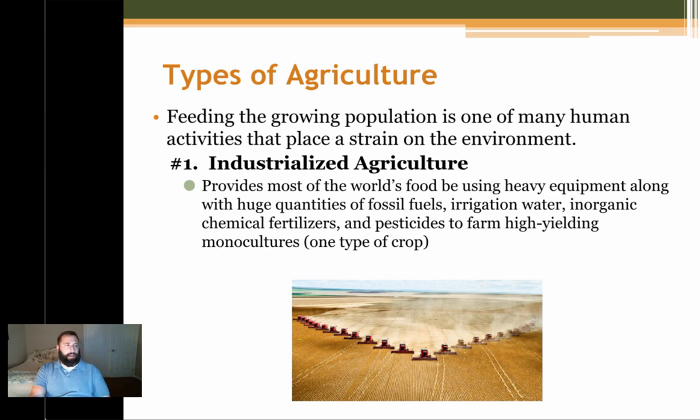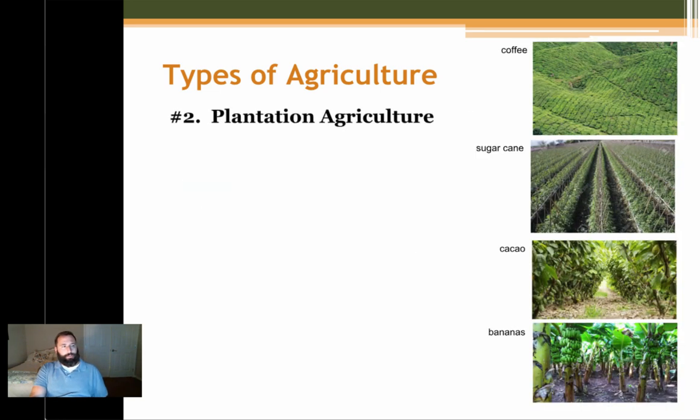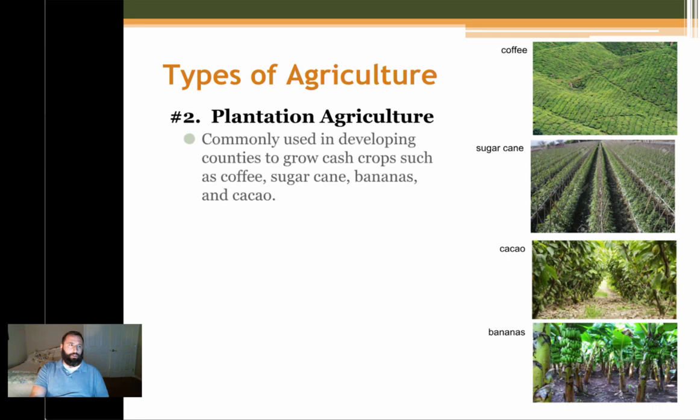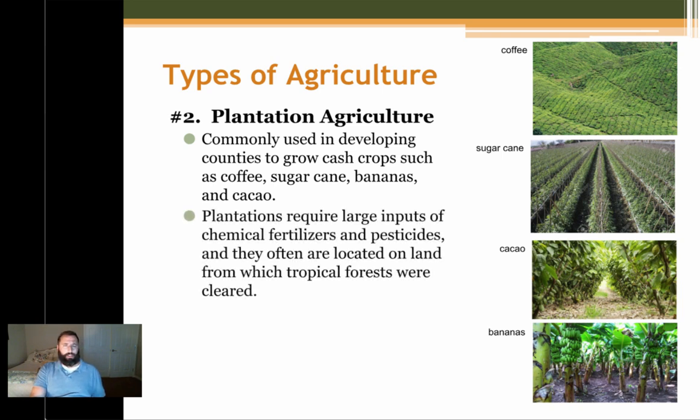Another type of agriculture is plantation agriculture. This is for some different types of crops like coffee, sugarcane, cocoa, bananas. I'm thinking of the farms that grow the pineapples in Hawaii, and usually the land that's used for plantation agriculture comes from clear-cut tropical rainforests that can support those types of crops.